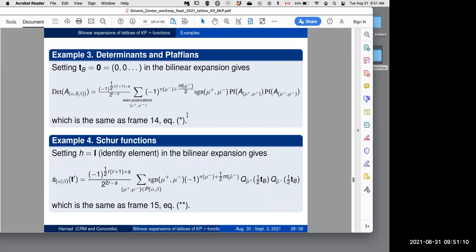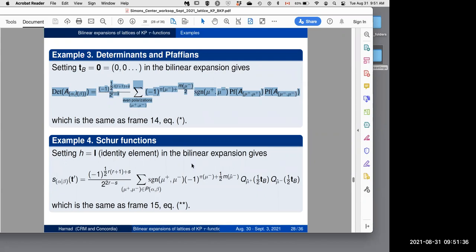Here are some specific examples. Suppose we set the flow variables all equal to 0. So there are no flow variables, and there's no longer any t dependence. Then you get an algebraic identity, and sure enough, it's the one which we started with. We recover the original Pfaffian determinantal analog of the Cauchy-Binet identity.